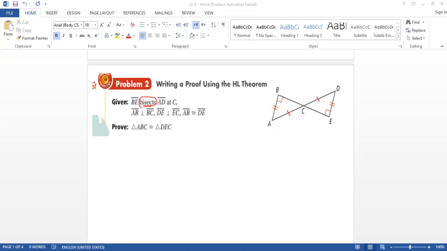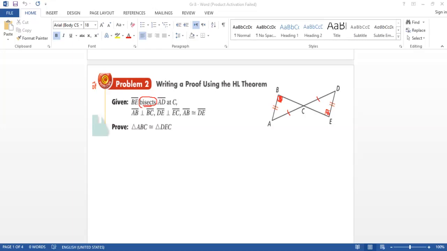AB is perpendicular to BC. DE is perpendicular to AC. Perpendicular means make right angle. Right angle. Prove that triangle ABC is congruent to triangle DEC.